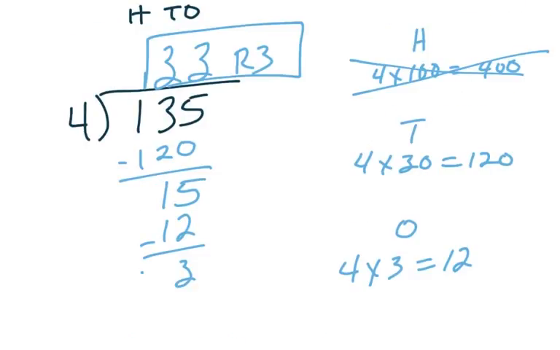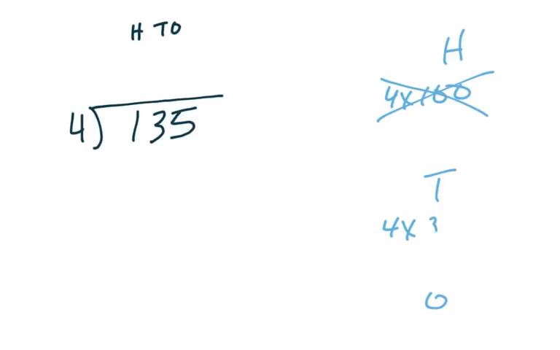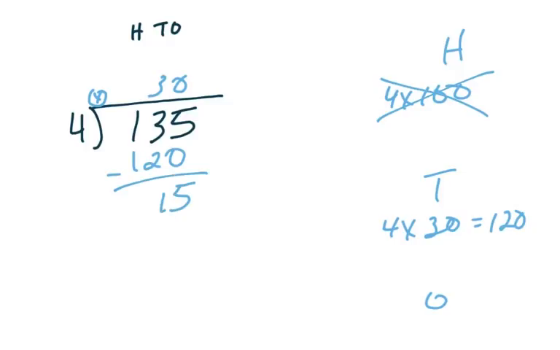Now let's look at this another way, where we do something similar to the Big 7, just a little different. We get our hundreds, our tens, and our ones. We know that 4 times 100 isn't going to work. But if we do 4 times 30, we know that's 120. So instead of putting a 3 in the tens place, we actually put 30, because that's the number we use when we put it into the 4 groups. So we multiply, that's 120. Then that gives us 15 left over.